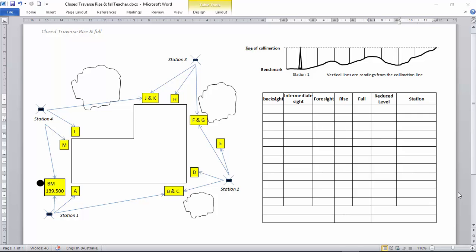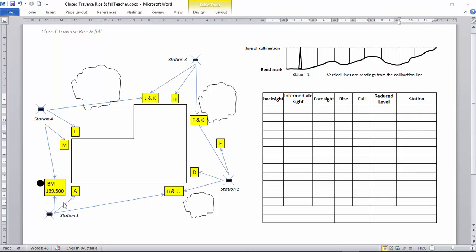Hi everyone, today we're looking at a closed traverse using the rise and fall method of recording the heights. A successful closed traverse is when you start at a benchmark and finish at the same benchmark, and your three checks are the same figure, 0. There are a number of heights that need to be taken at this site. This could be required for drainage, for landscaping, or for something similar.